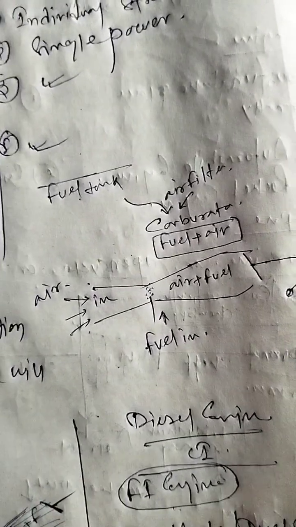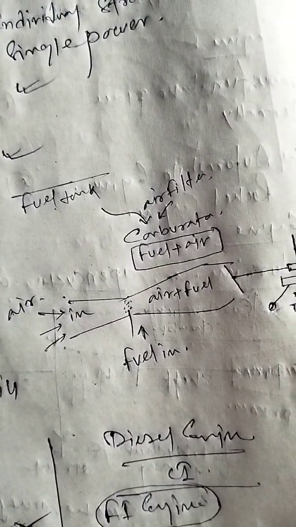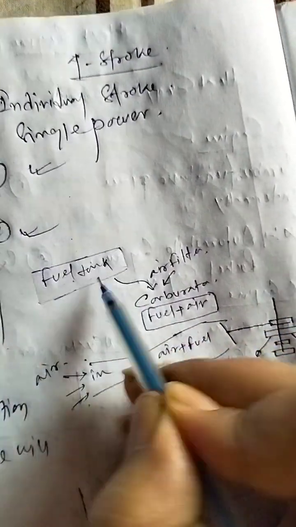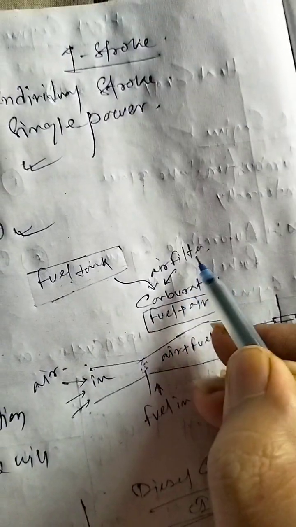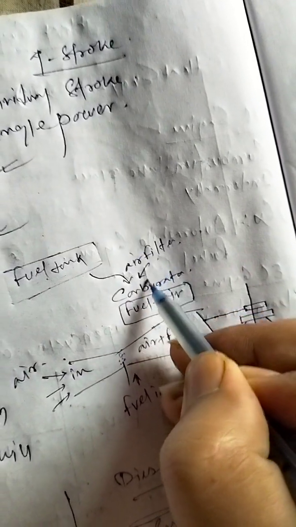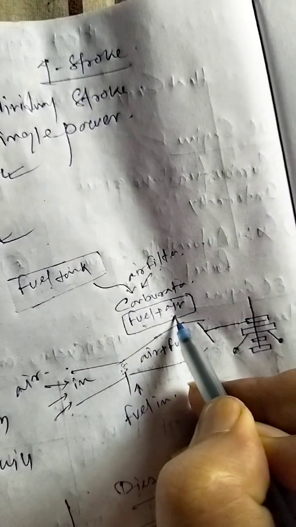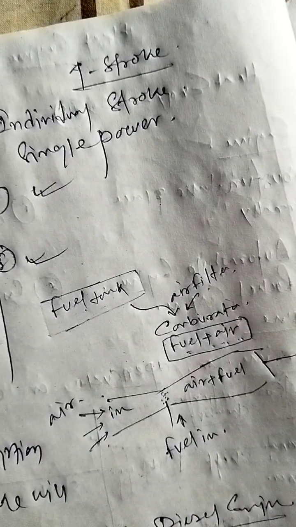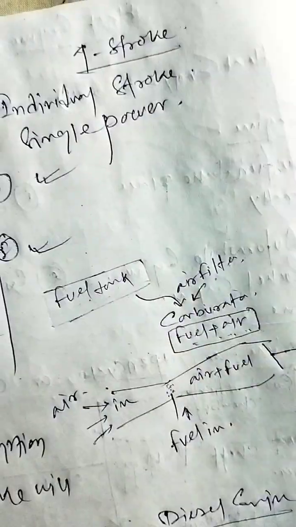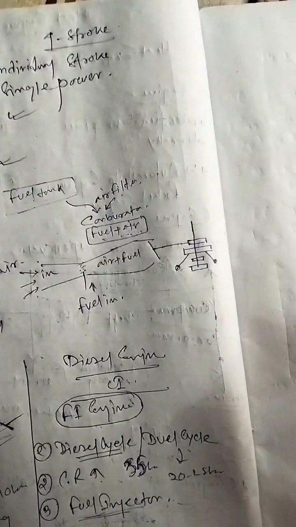As you see in this diagram, this is how the carburetor is operated. This is the fuel tank. From the fuel tank, the fuel comes into the carburetor, and from the air filter, air comes into the carburetor. Both are mixed and prepare the air fuel mixture. The technical term for this air fuel mixture is the charge.